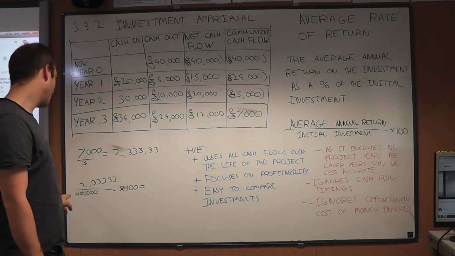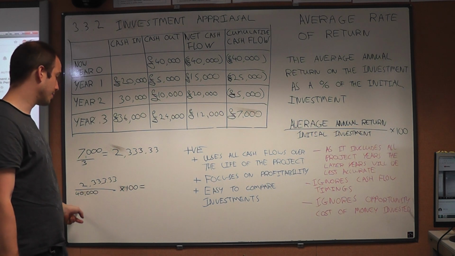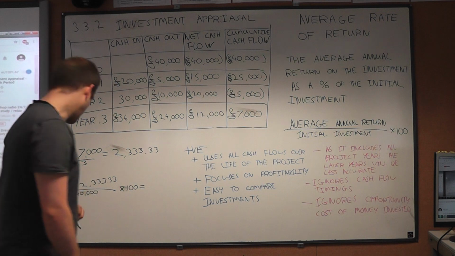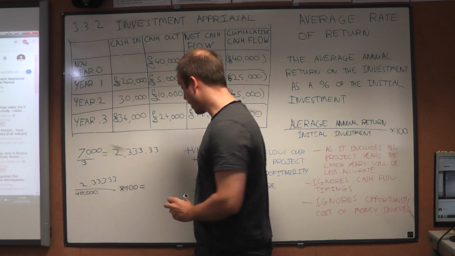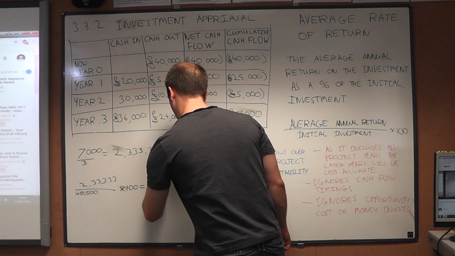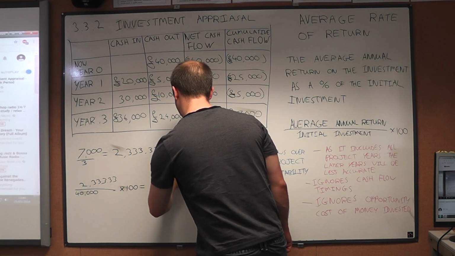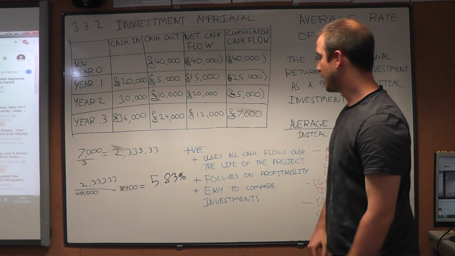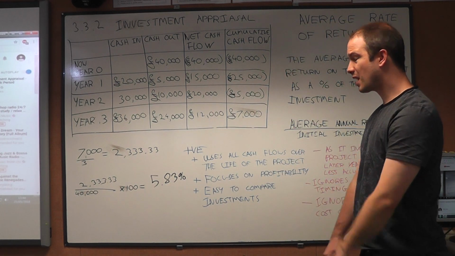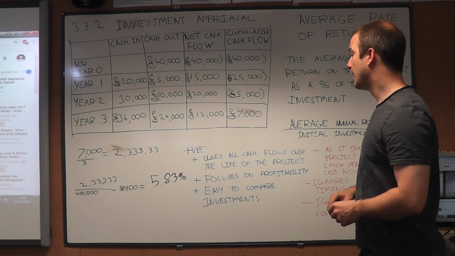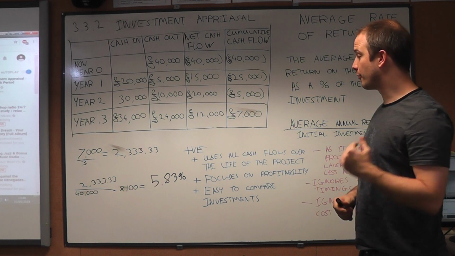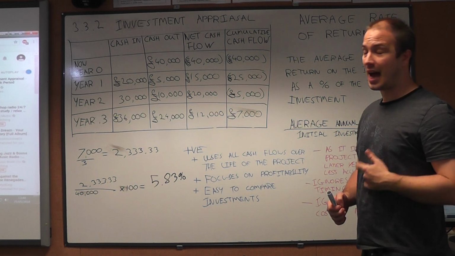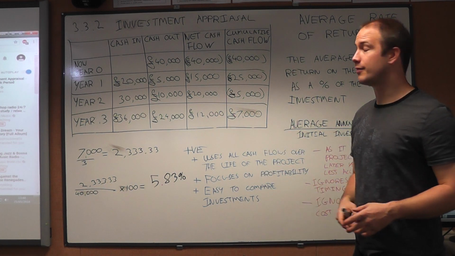So we take this 2,333.33 and divide it by the cost of the initial investment and multiply by 100. In this case, it gives us an average rate of return of 5.83%. That means for every year that this business has money in this investment, it's going to get, on average, a return of 5.83%.